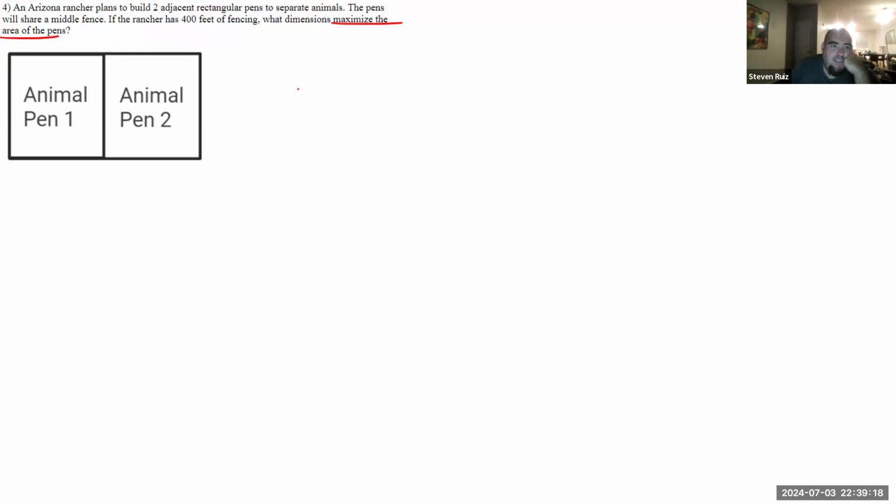Right, so let's do this. They specified the pens will share a middle fence. That kind of implies to me that these pens are the same exact size, but I'm saying that's a middle fence. So let's do this. Let's say these horizontal line segments are x's and these vertical line segments are y's. If that's the case, then what does my objective function look like? What is the area of this whole configuration? The length is going to be 2x, and the height or the width is going to be y. So that's my objective function.